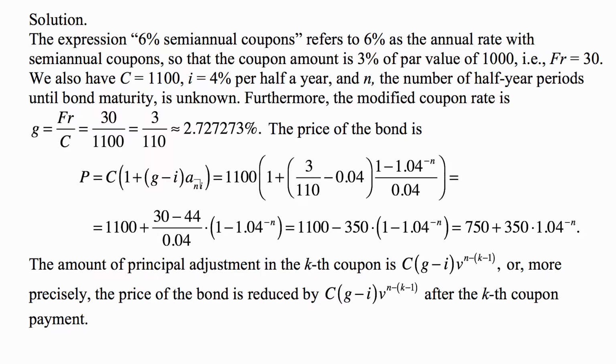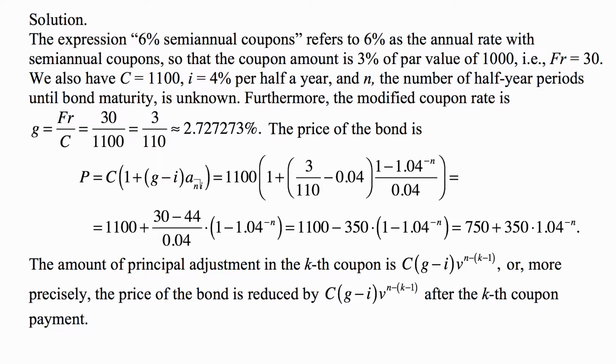We don't know N, just remember that. And then we multiply it out and calculate it, and we end up with 750 plus 350 times 1.04 to the negative n, or minus n. The amount of principal adjustment in the kth coupon is C times G minus I times V to the n minus K minus 1. That's one of the formulas you should memorize.